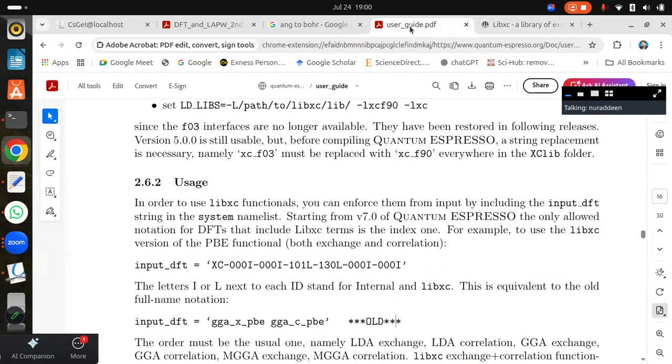Now I have a question: whether we should always use an external library like libxc.